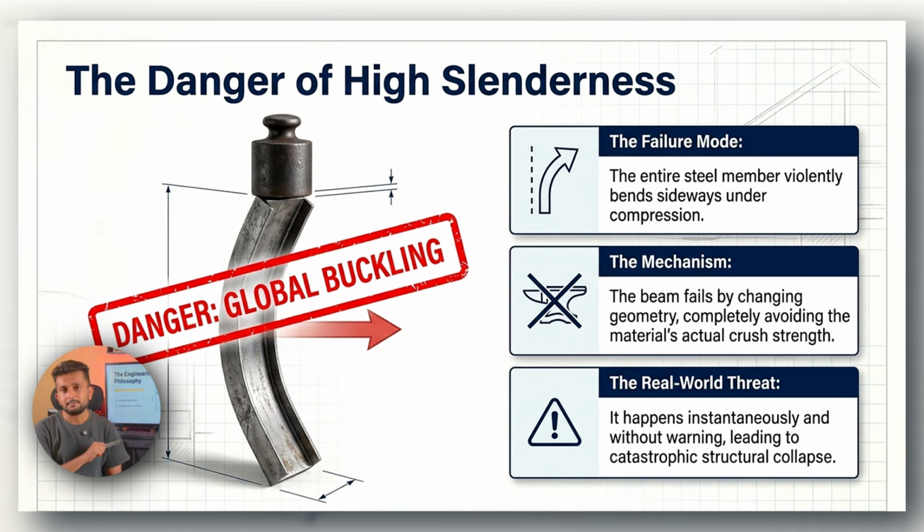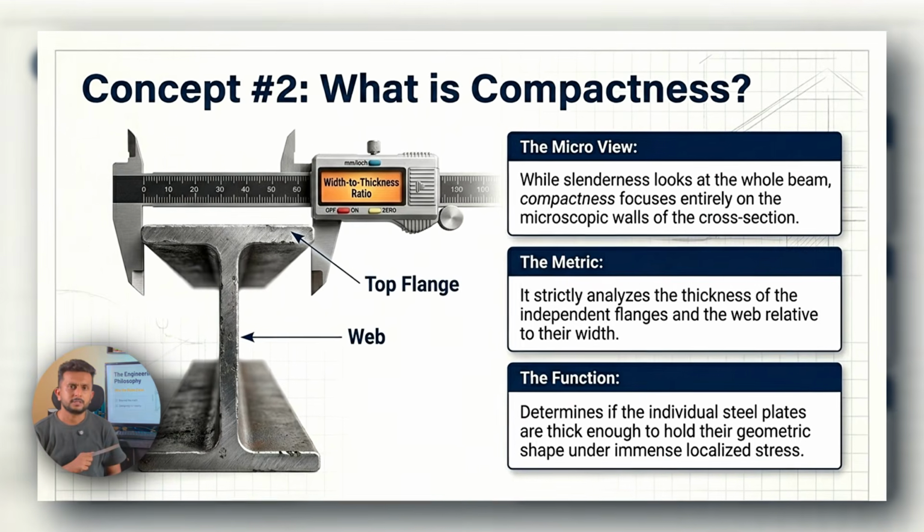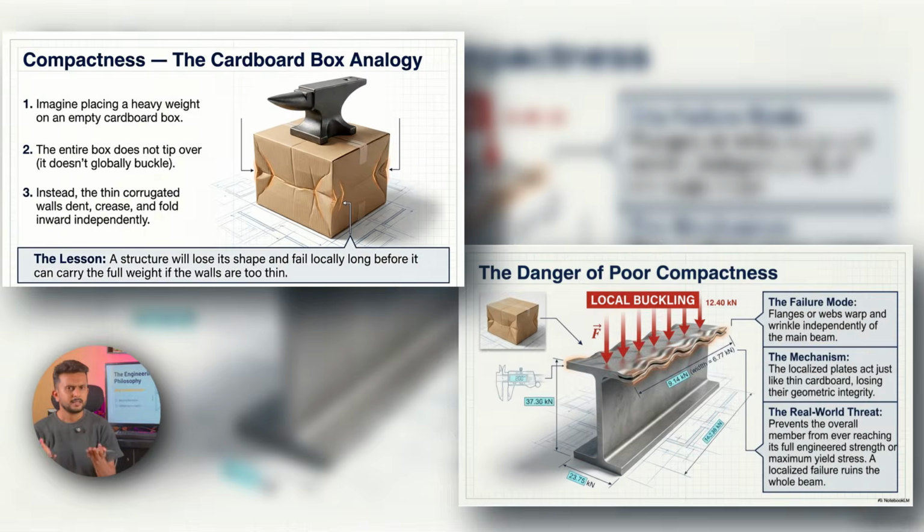Now let's discuss about compactness. See, this is about the walls of the steel section. Your I-beam has flanges and a web. See, if those plates are too thin and wide, they buckle locally before the whole section even gets a chance to yield. Like a cardboard box, it dents before it carries full load.